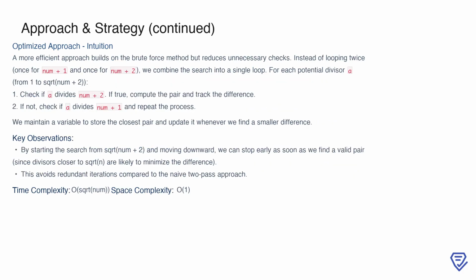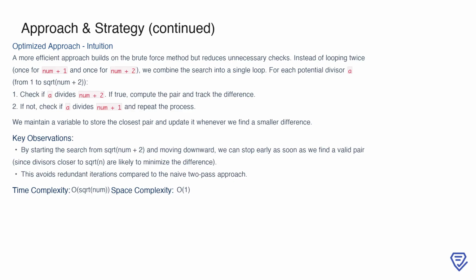To improve on this, we can adopt an optimized approach that reduces redundant checks. Instead of looping separately for number plus 1 and number plus 2, we combine the search into a single pass. For each potential divisor A within the range of 1 to the square root of number plus 2, we first check if A divides number plus 2. If it does, we calculate the pair and update the closest pair if the difference is smaller. If not, we then check if it divides number plus 1 and repeat the process.